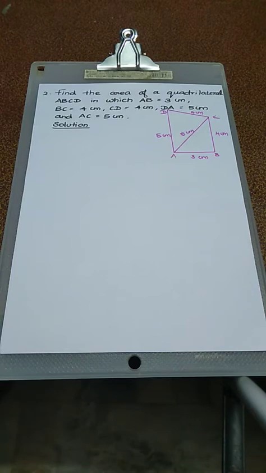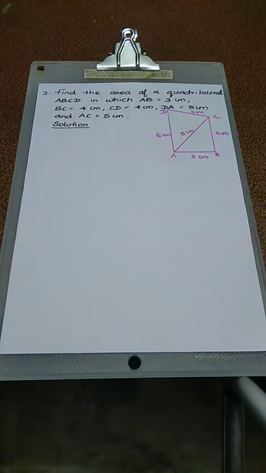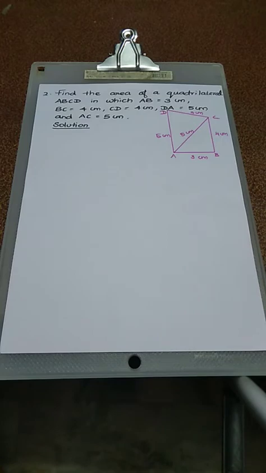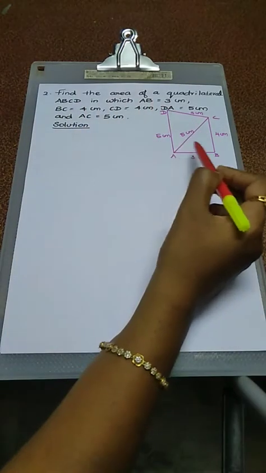Second problem: find the area of a quadrilateral ABCD in which AB equal to 3 cm, BC equal to 4 cm, CD equal to 4 cm and DA equal to 5 cm and AC equal to 5 cm. We have to calculate the area of quadrilateral ABCD. AB, BC, CD, DA and the diagonal AC values are given. Just look at the figure.